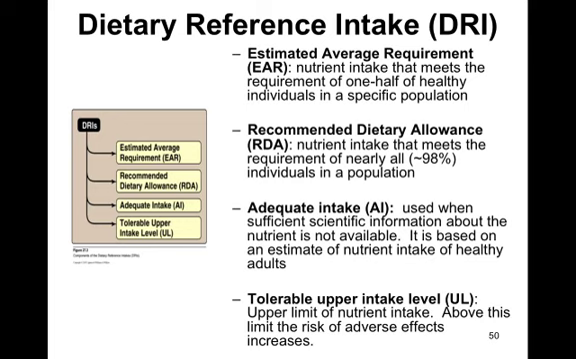The estimated average requirement is the daily intake value that is estimated to meet the requirement in 50% of the individuals in a life stage or gender group. At this level of intake, the other 50% of individuals would not have met their nutritional needs. So essentially, EAR gives you the number that will meet the nutritional needs for 50% of the population.